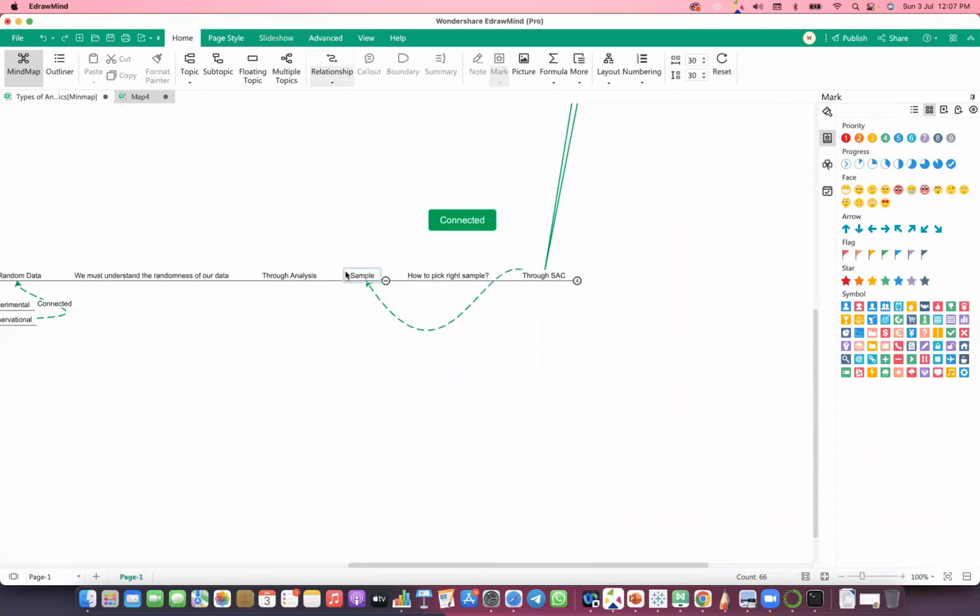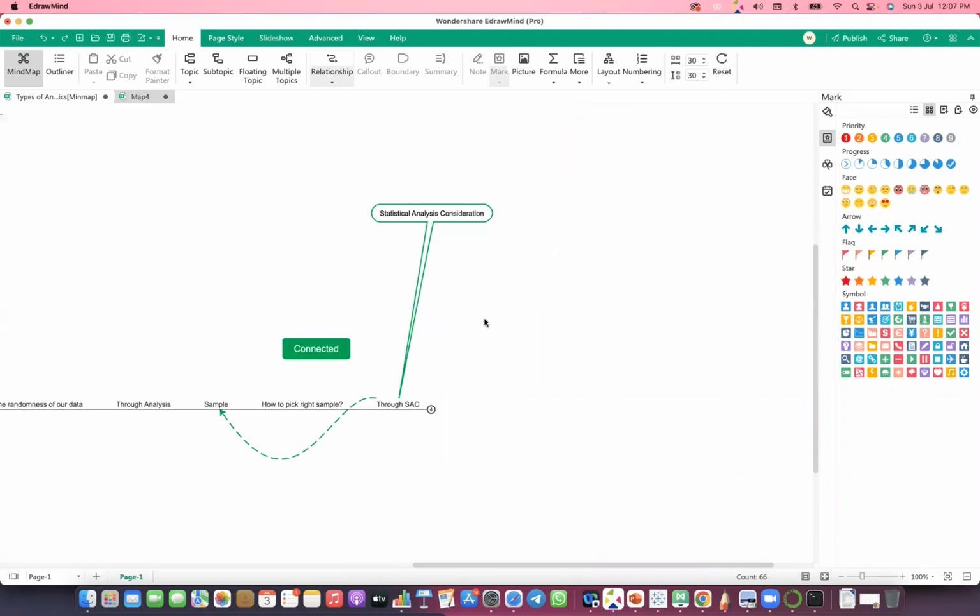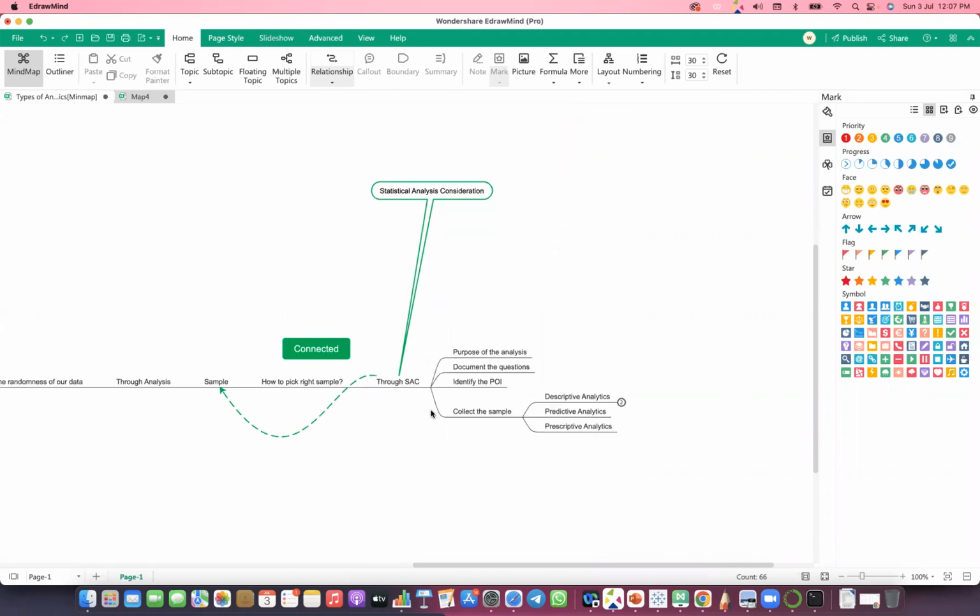So how to pick a sample? The entire population analysis rests on the right sample. How we can collect the right sample is with the help of SAC, statistical analysis consideration. Based on the statistical analysis consideration, we are able to identify the purpose of the analysis, document the questions, identify the right population of interest, and based on these three things we are able to collect the right sample.